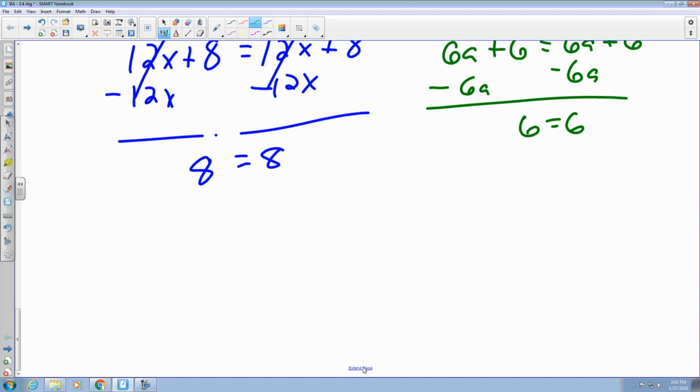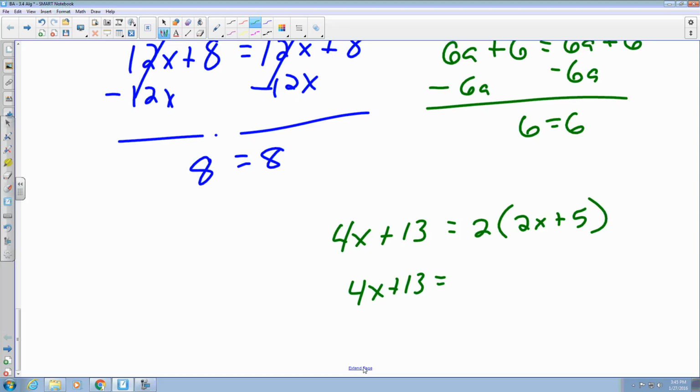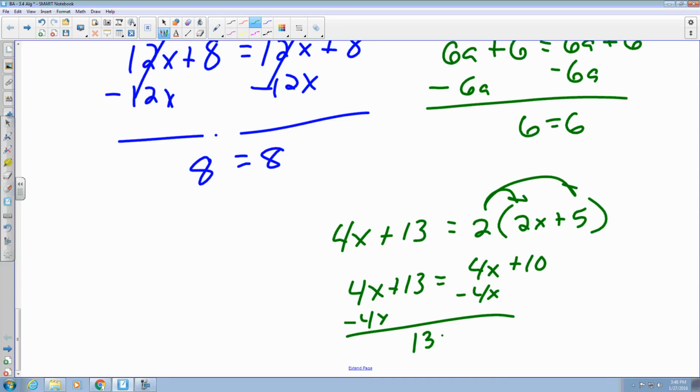Now, if we wanted to find where it would be no solutions, here's what we'd have. Say I had an example like 4x plus 13 equals 2 times the quantity of 2x plus 5. I don't have to do any distributing over here, but I would have to distribute over here, which gives me 4x plus 10. When I subtract 4x from both sides, I get 13 equals 10. Well, 13 does not equal 10, so that's where we get no solution.